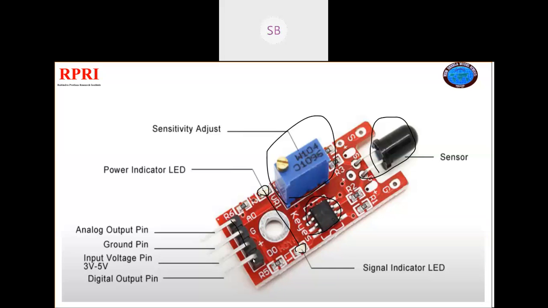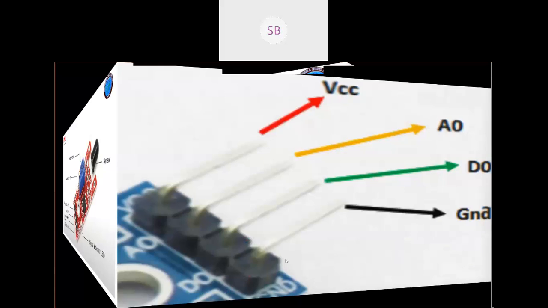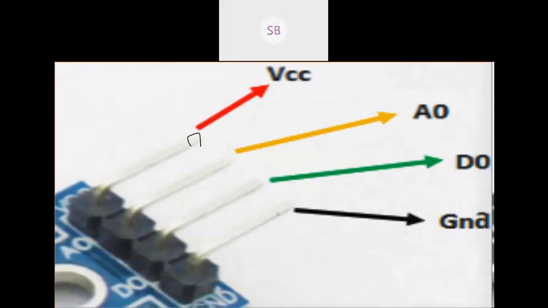These are the 4 pins of the flame sensor module. Some modules may also have 3 pins. The two common pins are the VCC and the GND pins. The other two pins are the analog output pin and the digital output pin.